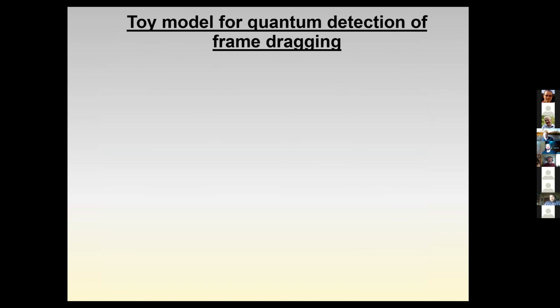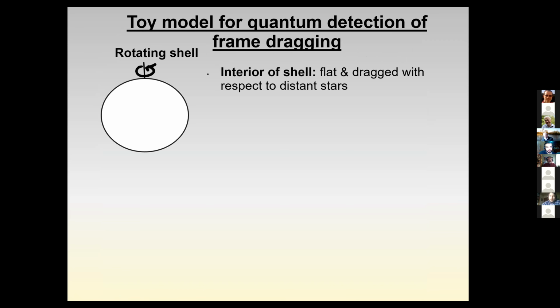So what is the aim of this talk? It is to provide a toy model for quantum detection of this frame dragging. How we shall do it is that I will consider a rotating shell, which is hollow, just a spherical shell. I will require that this shell is flat inside, which will simplify our calculations. But due to the rotation of the shell, there will be some dragging with respect to distant stars. So basically, the interior is flat Minkowski space, and moreover, it is dragged with respect to the distant stars.